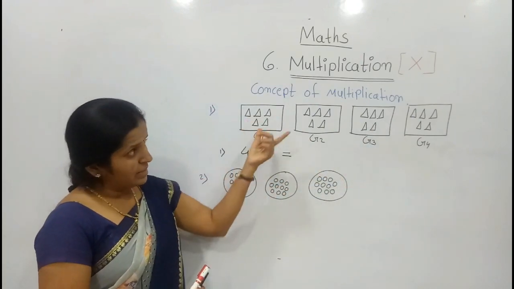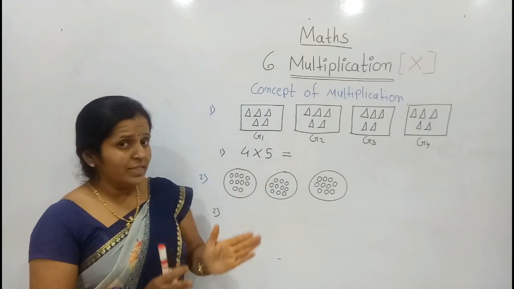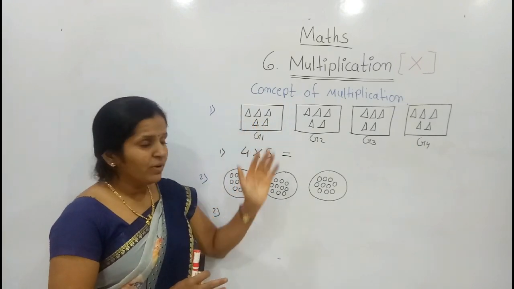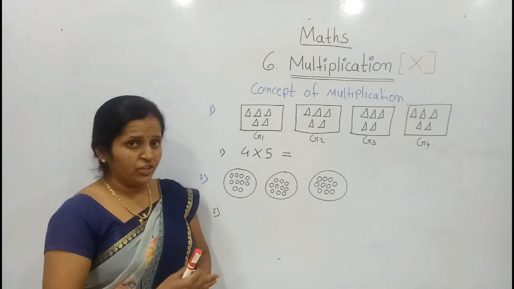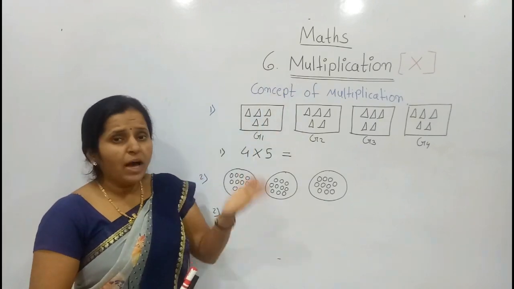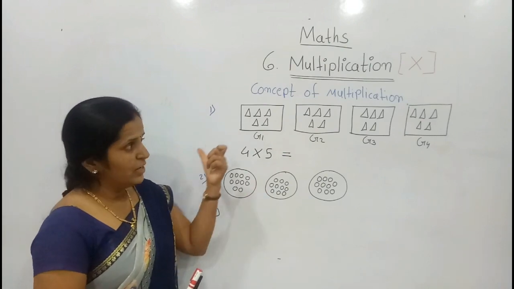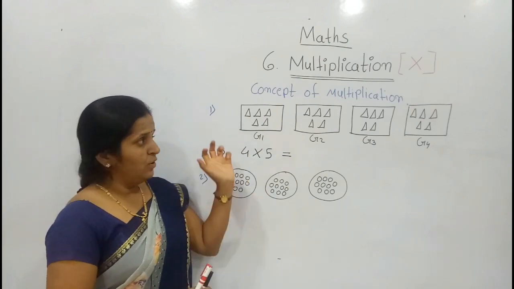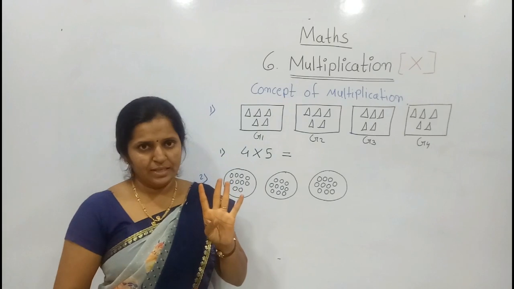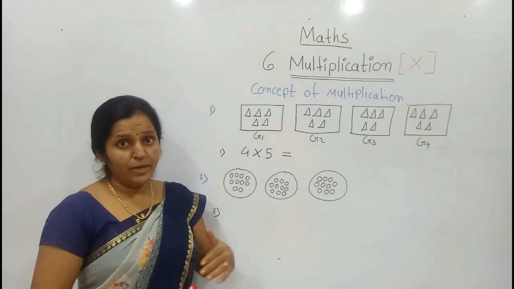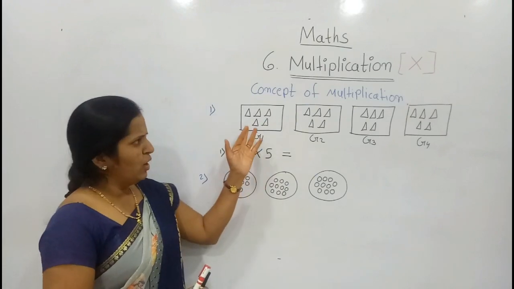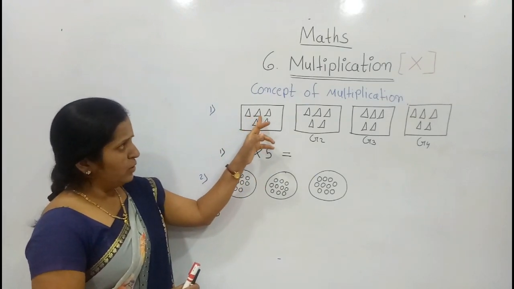Means if the example is given to us, the triangles are given and we have to count those triangles. Instead of doing addition, we can use the multiplication. But how? कसं वापरायचं? As I said, in groups. How many groups are there? Firstly count the groups. 4 groups are there. In every group, how many objects are involved? How many objects are given? We have to count it firstly. 1, 2, 3, 4, 5.